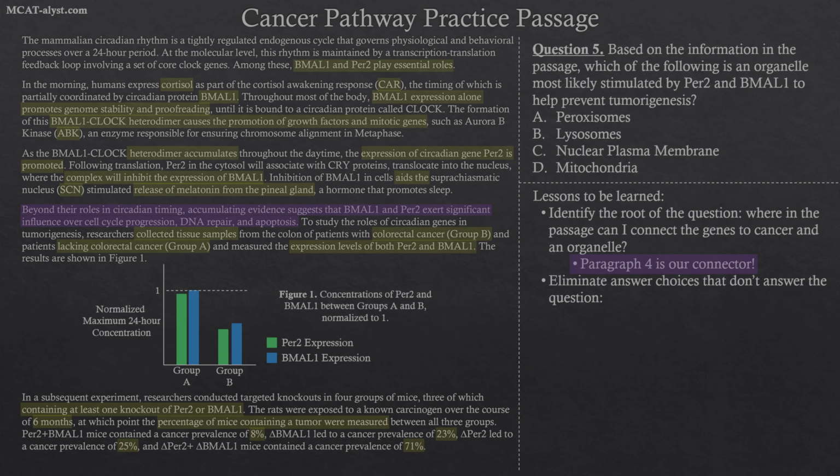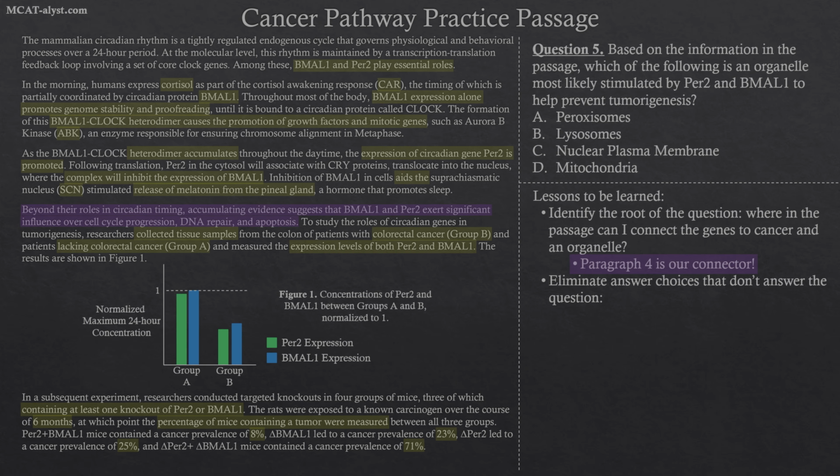So then we're going to be eliminating answer choices that don't answer the question. So let's go through this. We are looking for the most likely organelle that is stimulated by BMAL1 and PER2. Which of the following organelles is most likely involved in either cell cycle progression, DNA repair, or apoptosis, right?